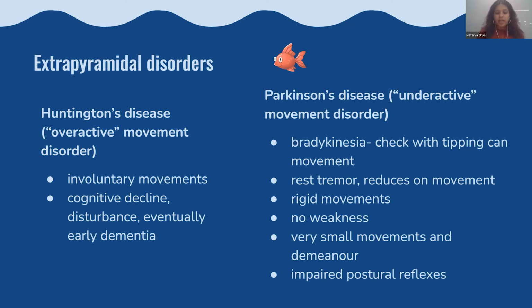The other thing to look at here is Huntington's disease, which is kind of the opposite of this. You've got an overactive movement disorder, so you're going to get a lot of involuntary movements. You can also have quite obvious cognitive decline. Patients can have a bit of mental disturbance, and eventually a lot of them do become diagnosed with early dementia.